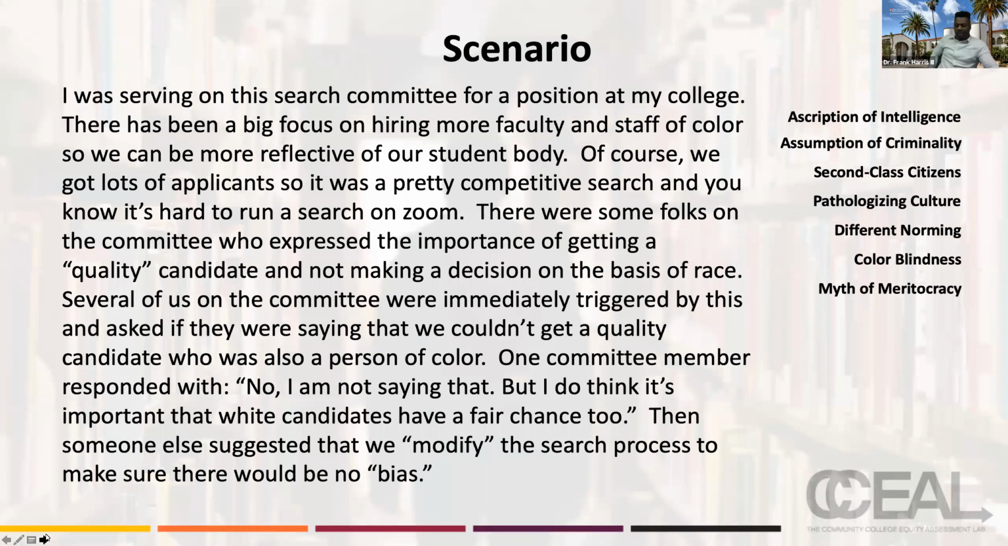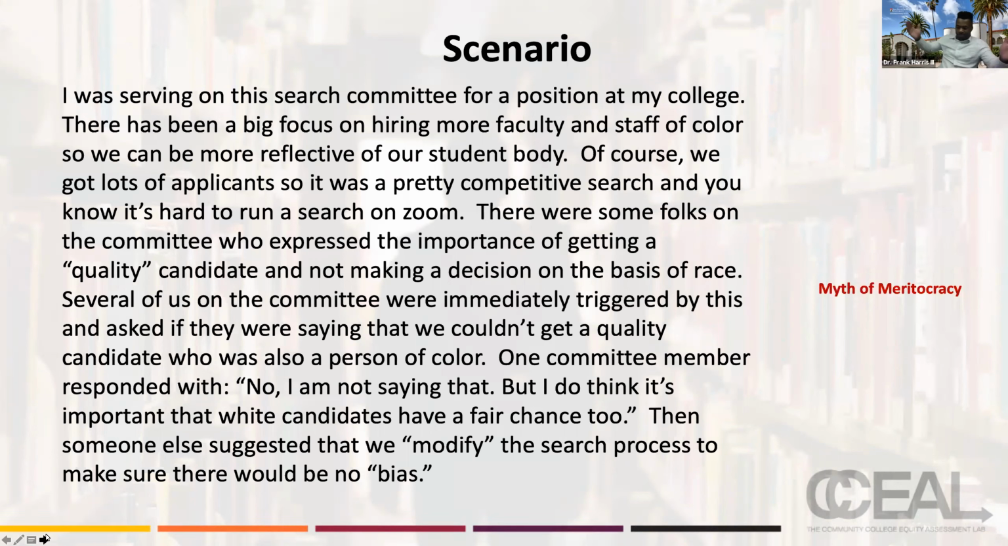Several of us on the committee were immediately triggered by this and asked if they were saying we couldn't get a quality candidate who was also a person of color. One committee member responded with, "No, I'm not saying that, but I do think it's important that white candidates have a fair chance too." Then someone else suggested that we modify the search process to make sure there would be no bias. Okay, which one do you see represented here? Oops, I gave you the answer, never mind.